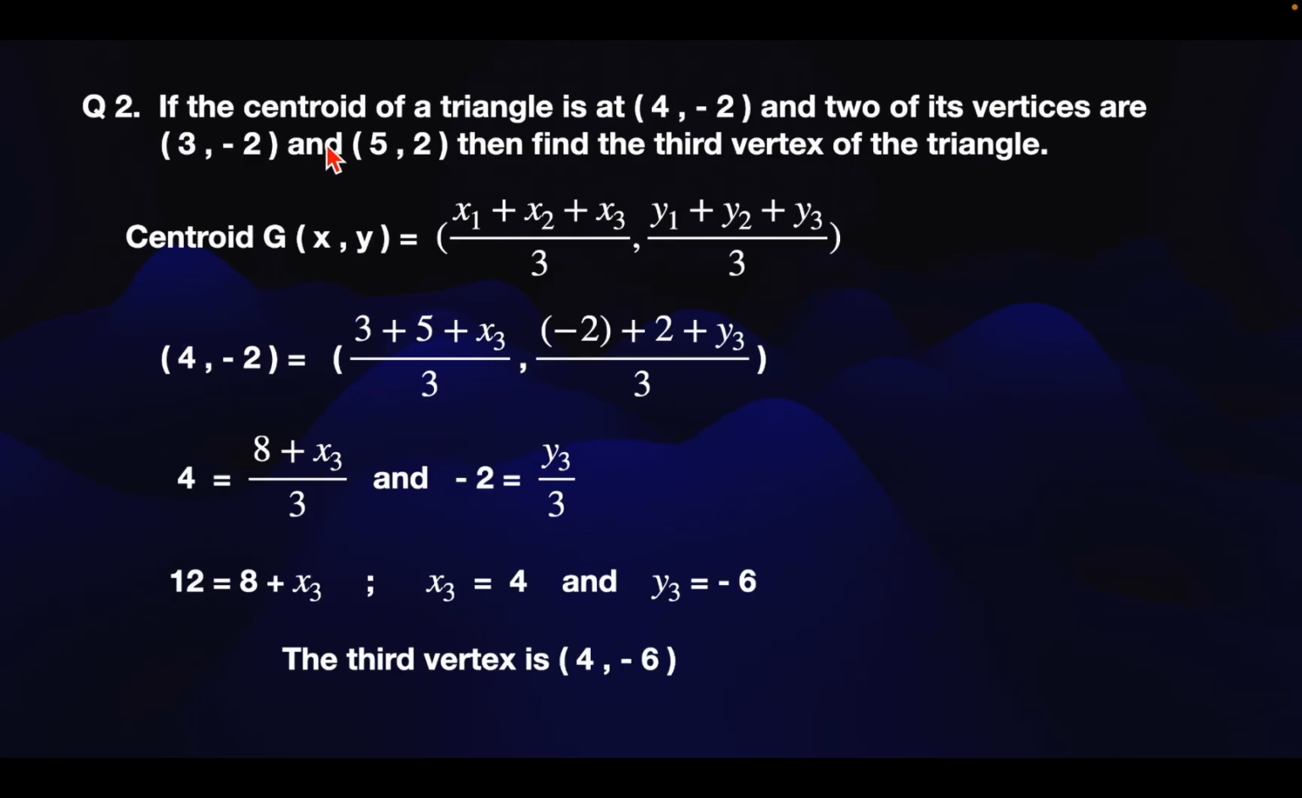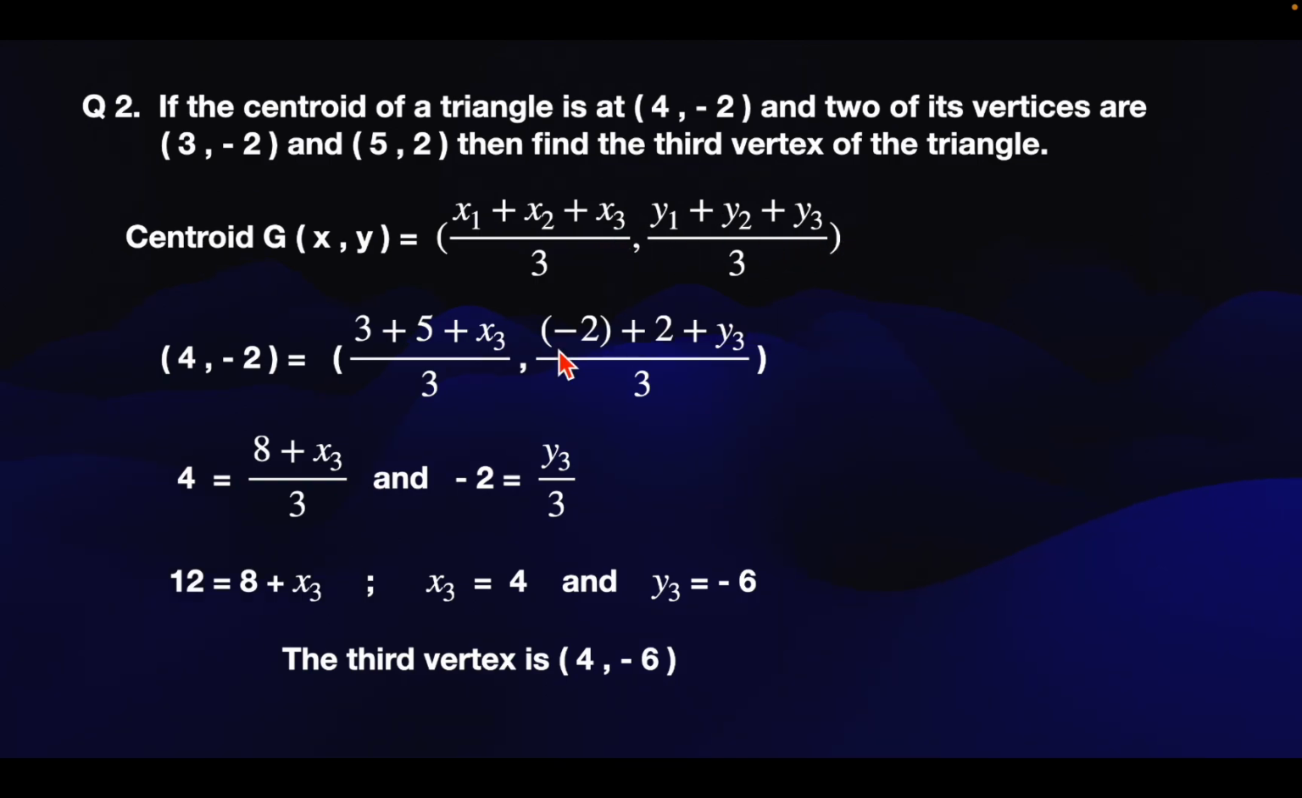Question 2. If the centroid of a triangle is at this point and two of its vertices are this and this, then find the third vertex of the triangle. So here they have given us the value of the centroid. Okay, and we know the value of x1 y1. We know x2 y2. We have to find out x3 and y3.